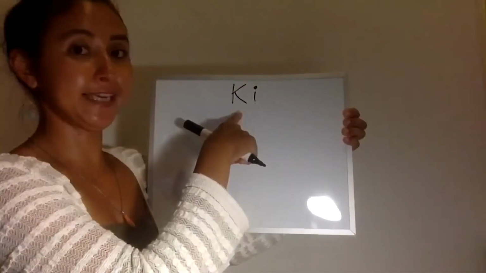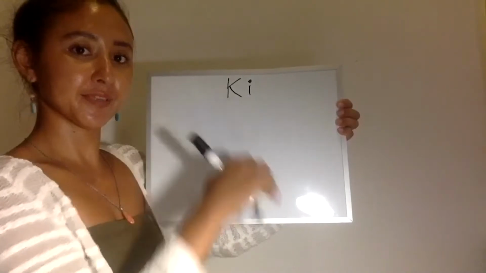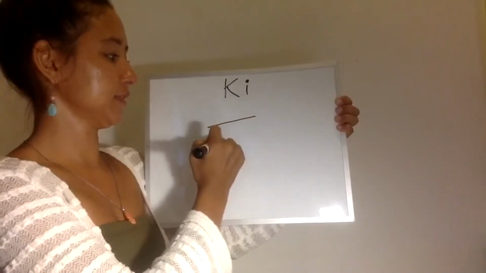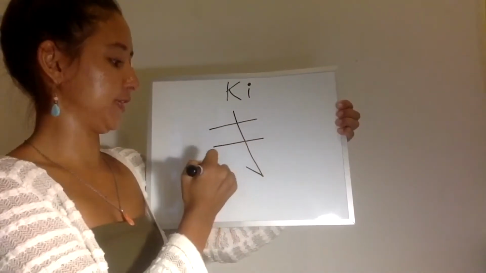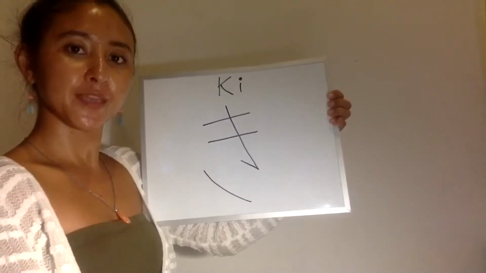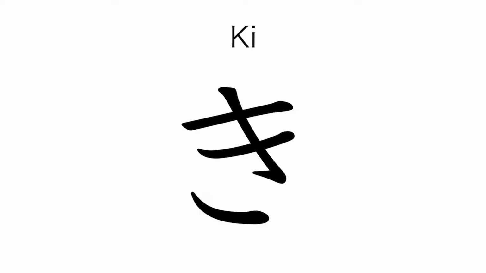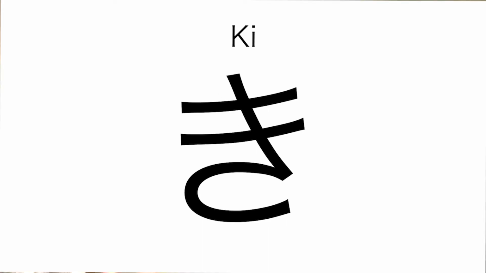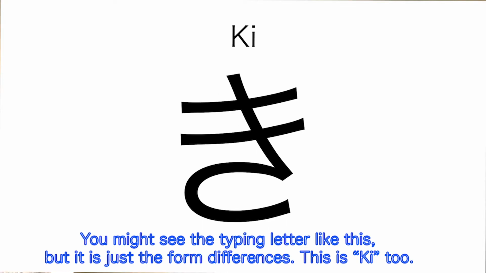Next one is ki. So 1, 2, 3, then 4. Ki, ki. You might see the typing letter like this too. This is also exactly the same sound, same letter of ki.